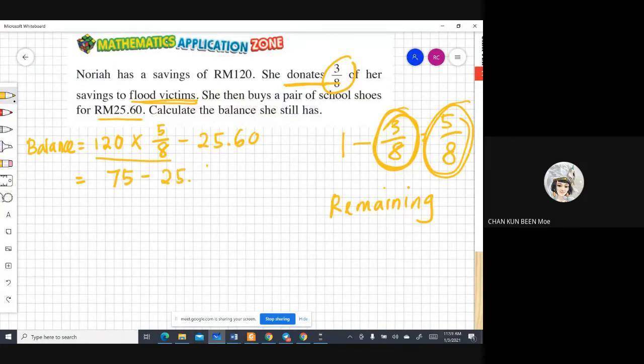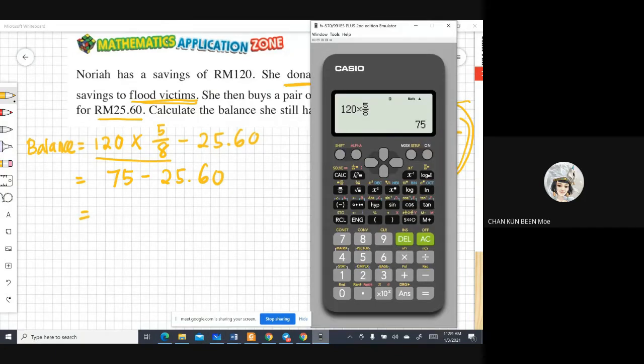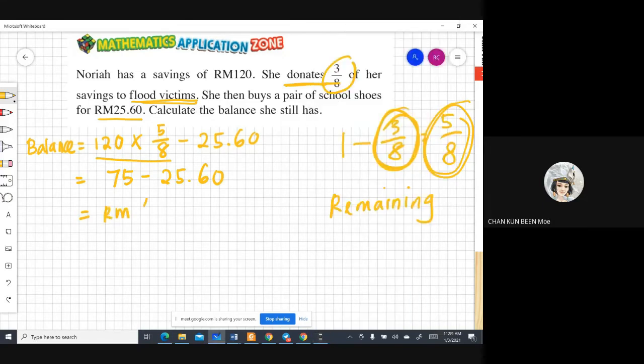Minus 25 ringgit 60 cents. So you can press your calculator again. If you are fast enough, you can get the answer straight away. So from 75, you minus 25 ringgit 60 cents. We will have an amount of RM 49 ringgit 40 cents.